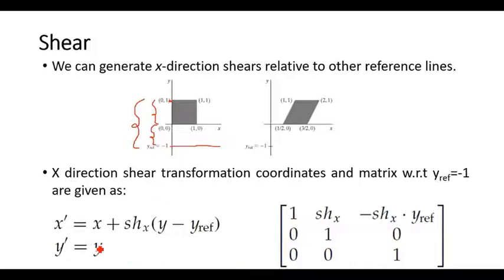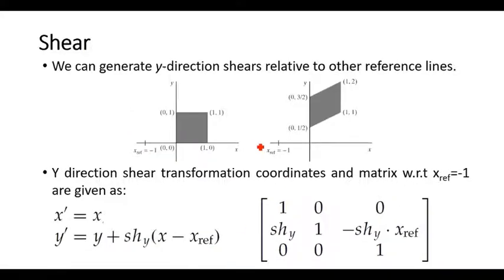So this will be the equation that we would get, shx into y minus yref, and the matrix, if we want to convert this into matrix operation, this will be the matrix that we would get. So this row multiplying with x, y and 1 will give us x plus shx into y minus shx into yref. Taking shx common, we would get shx into y minus yref.